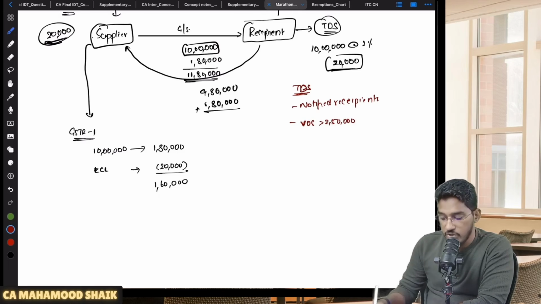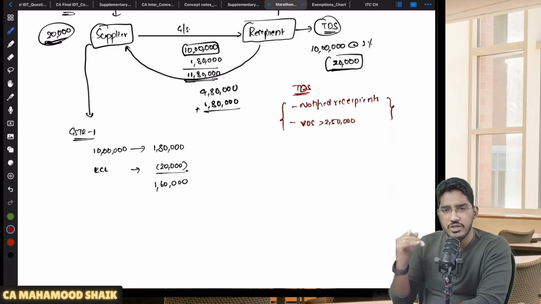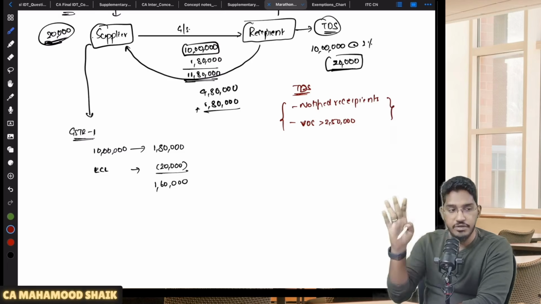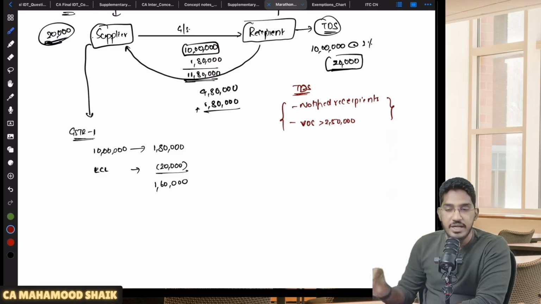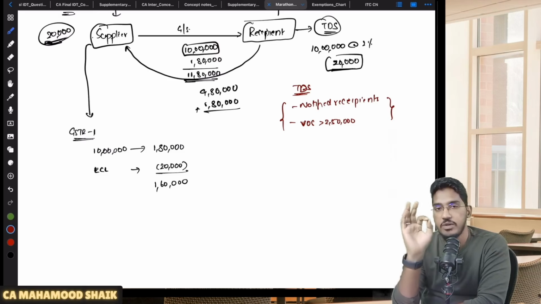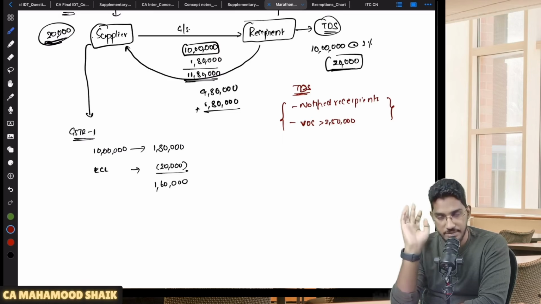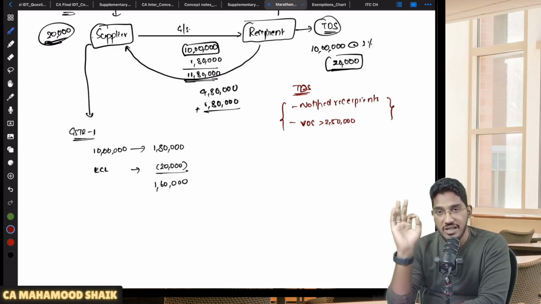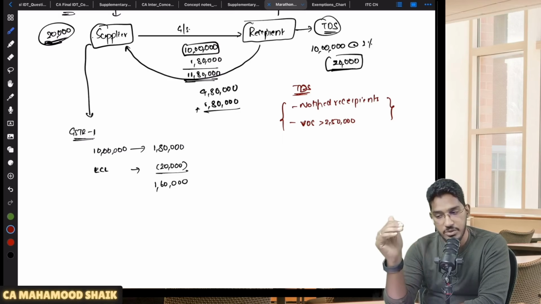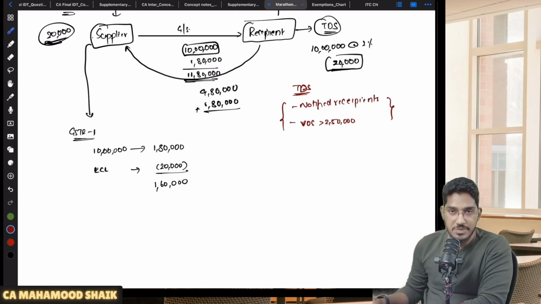Able to understand? I will tell you who are those notified recipients and how to calculate that value of supply, all that I will tell you, but here you have to remember it. The correct way of remembrance I am telling you. TDS will not become applicable on each and every transaction. TDS will be deducted only when the recipient is a notified recipient and when the value of supply under a contract has exceeded 2,50,000 rupees.